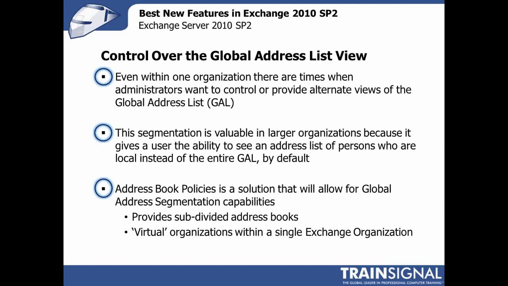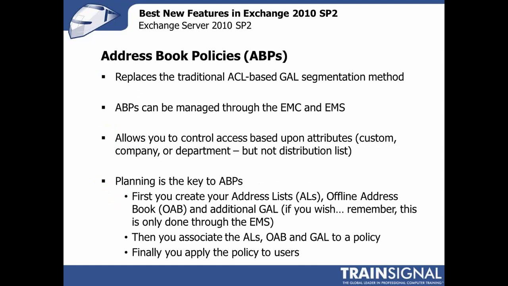So you can use these address book policies. It's just a simple wizard to allow you to divide what people can see. The application of these policies can be done either through PowerShell or through the Exchange control panel itself. So let's just go through address book policies. It replaces the traditional ACL-based global address list segmentation method.